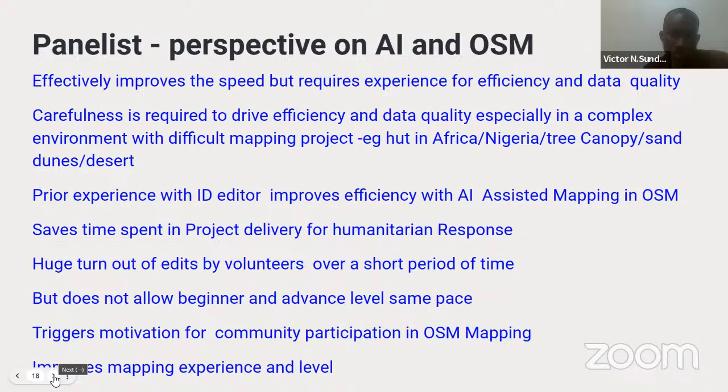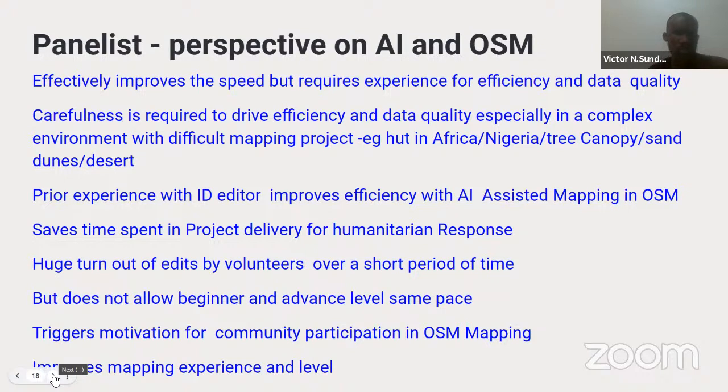And for us also, as a community, unique mappers, you could see that over the years before we started using the AI tool, we could hardly hit up to 1 million building edits, but just between last year and this year, we already have 2.1 million edits generated as a result of engaging volunteers, engaging mappers, and using AI.